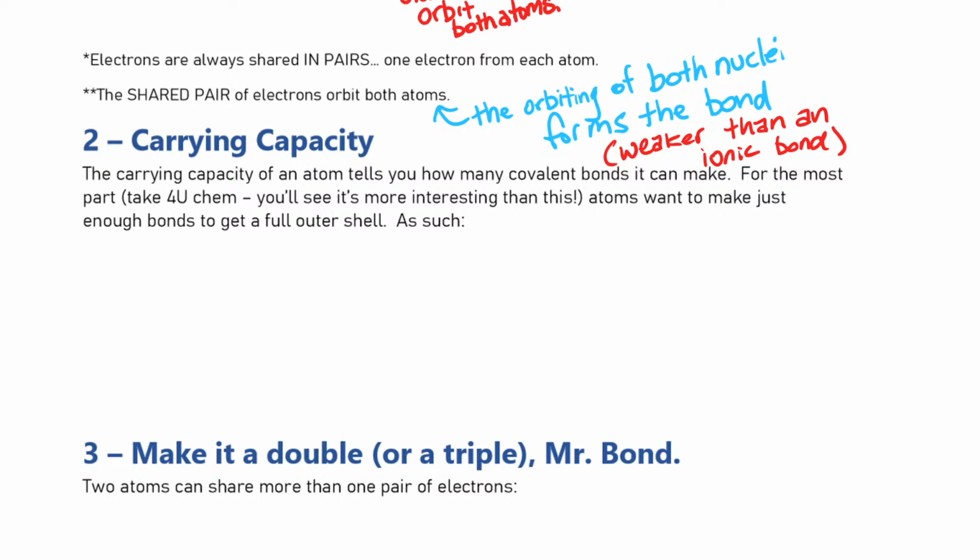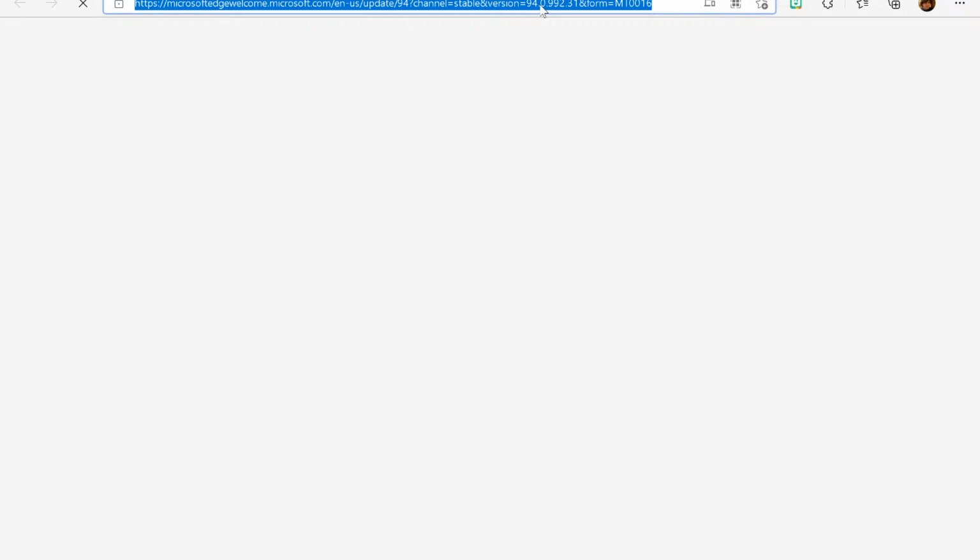All right, we have this concept next of carrying capacity. Carrying capacity, and the carrying capacity of an atom tells you how many covalent bonds it can and will make. And I'm going to pull up a periodic table because looking at the periodic table will help us to understand what the carrying capacity of an atom is.